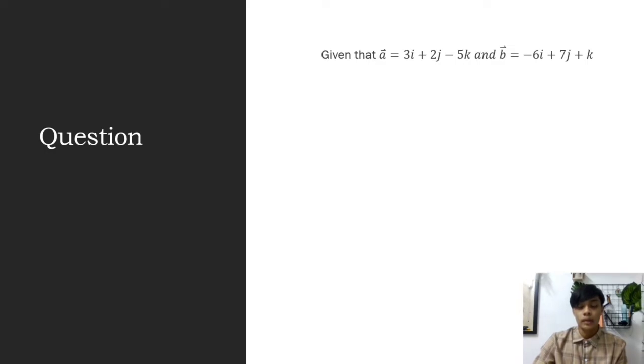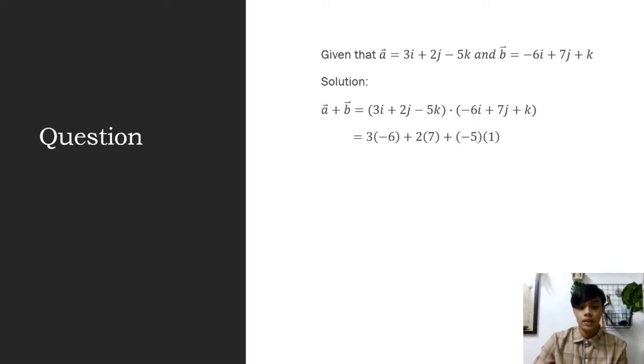Given that A equals 3i plus 2j minus 5k and B equals negative 6i plus 7j plus k. The solution for this question: A dot B equals 3i plus 2j minus 5k dot negative 6i plus 7j plus k, and then 3 multiply negative 6 plus 2 multiply 7 plus negative 5 multiply 1, and the answer is negative 9.